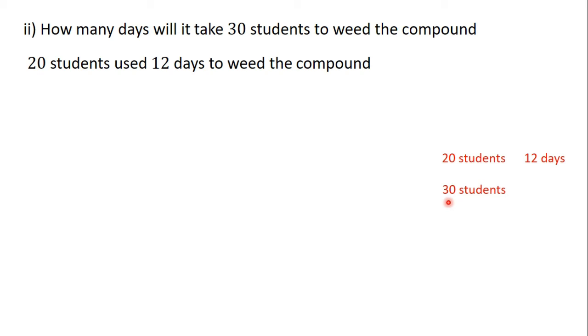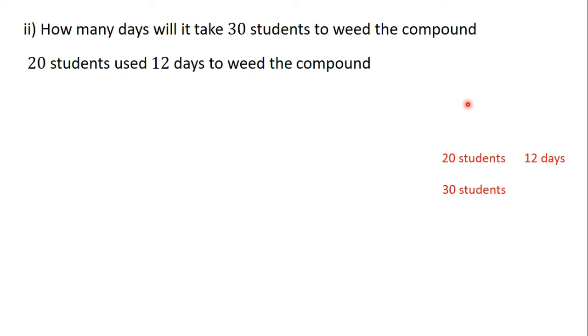Now we have increased the number of students to 30. We want to find the number of days it will take them to read the same compound at the same rate. So you ask yourself once again, if 20 students use 12 days, 30 students, would they need more than 12 days or less than 12 days? It took 20 students 12 days to read the compound. The number of students has now changed to 30. Will those 30 students need more than 12 days or less than 12 days? If you think about it, you can clearly see that the 30 students will need less than 12 days.